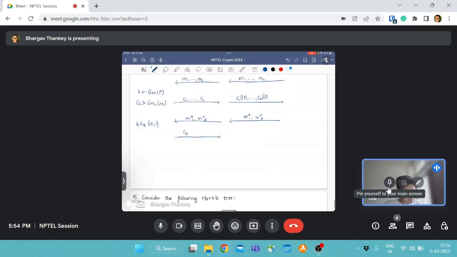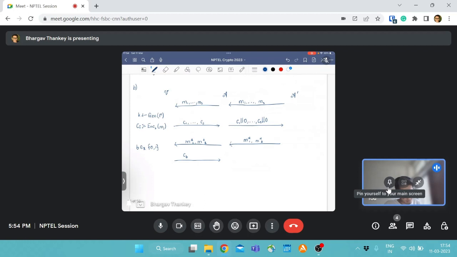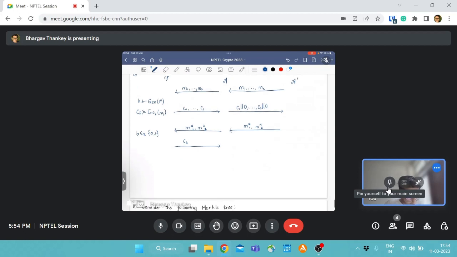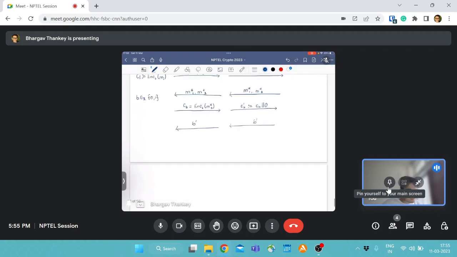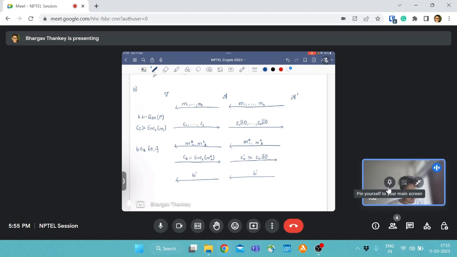A' would send M*_1 and M*_2 to A, and A would just forward these to the verifier, and the verifier is going to encrypt one of them at random and send it to A. A is just going to send C'_b, defined as c_b with 0 appended, to A'. Now clearly, if A' is PPT, then A is also PPT.